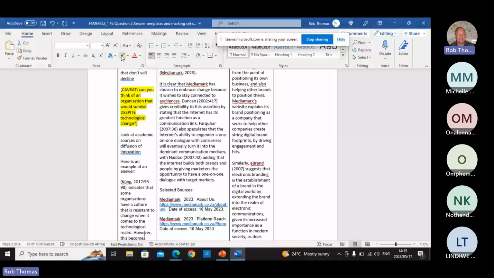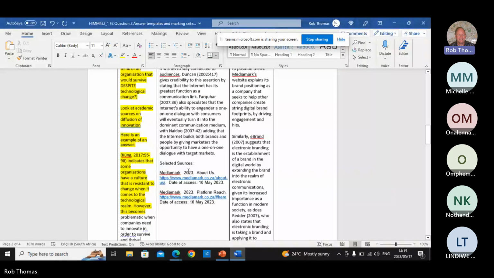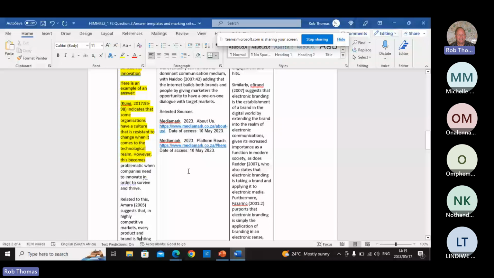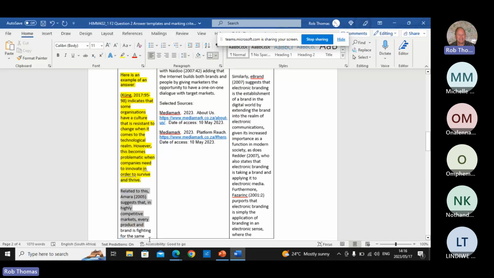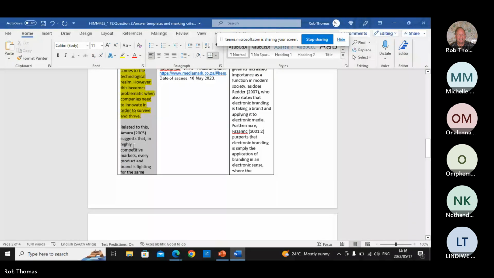We can read it. King indicates that some organizations have a culture that is resistant to change when it comes to the technological realm. However, this becomes problematic when companies need to innovate in order to survive and thrive. Related to this, and now I've put some extra sources in, you can see over here. I'm going to go down. Let's just start over here first.